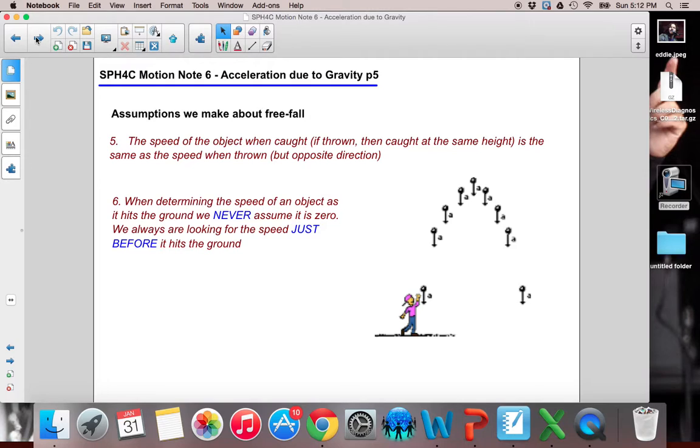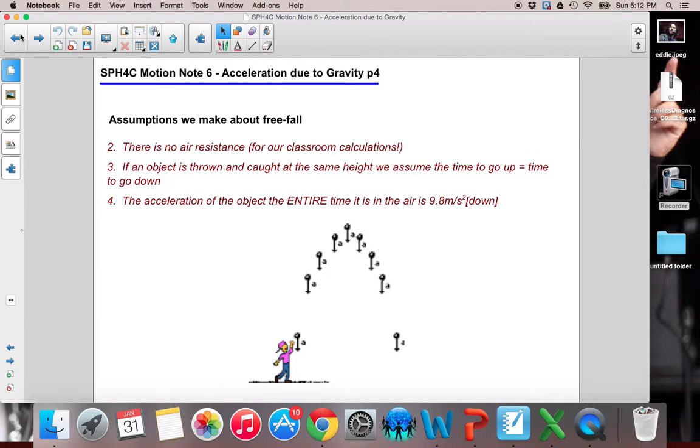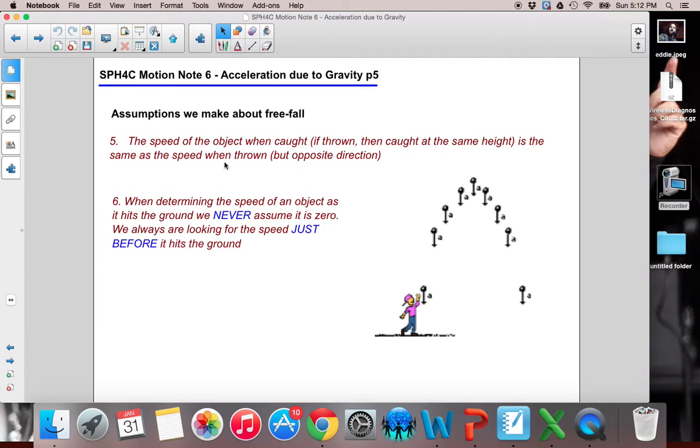Another assumption we make, the speed of the object when caught is the same as the speed when thrown. Oh, I screwed that up. I forgot to mention here that if an object is thrown and caught at the same height, we assume the time to go up equals the time to go down. And here we're saying the speed. This is always one that gets kids a bit confused. I kind of remember being confused by it too.